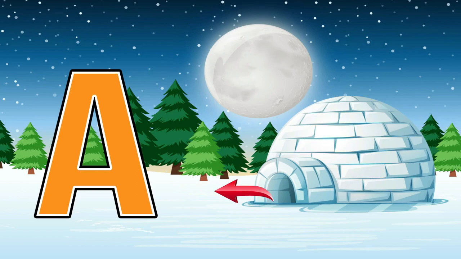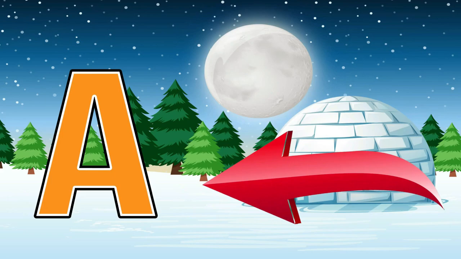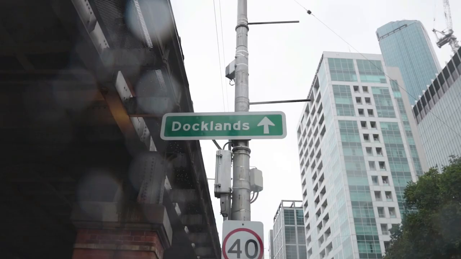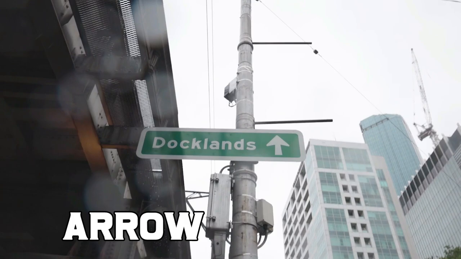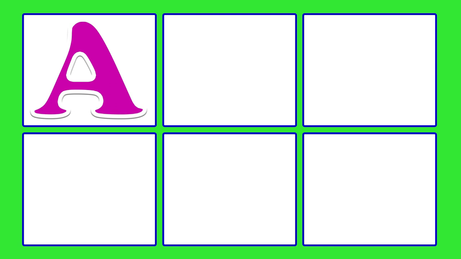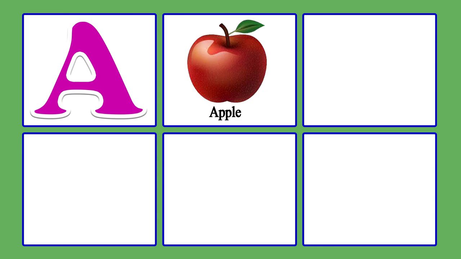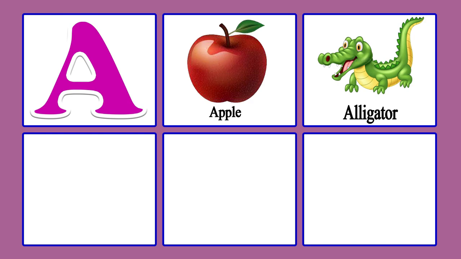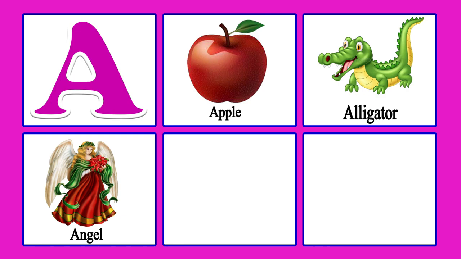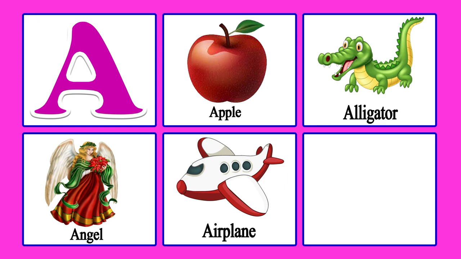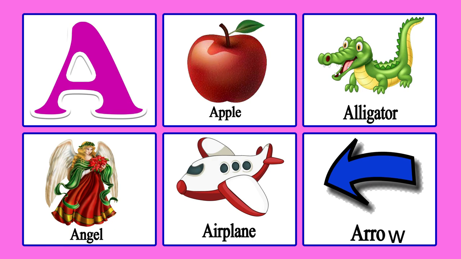Arrow. A. Arrow. A for arrow. A. Apple. Alligator. Angel. Airplane. Arrow.